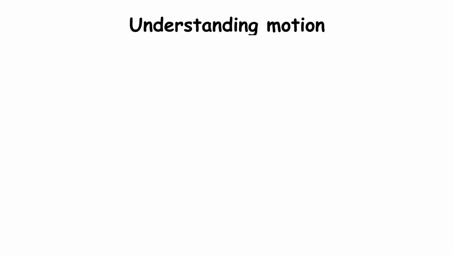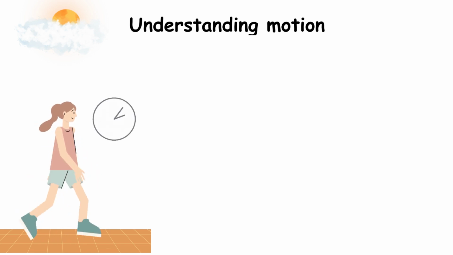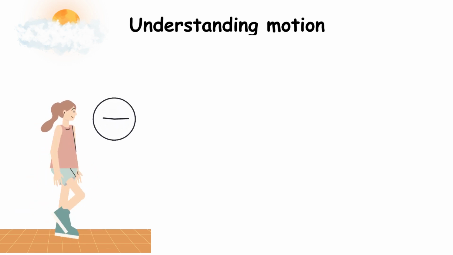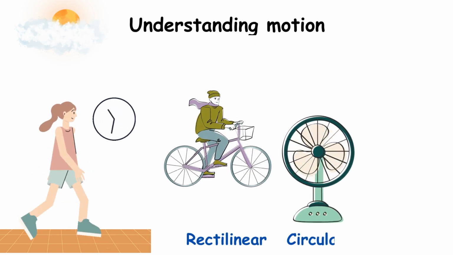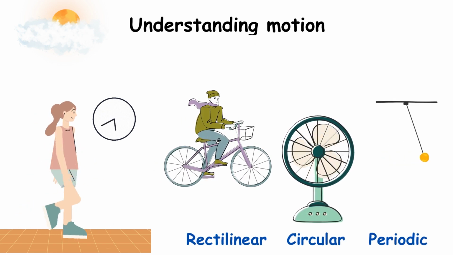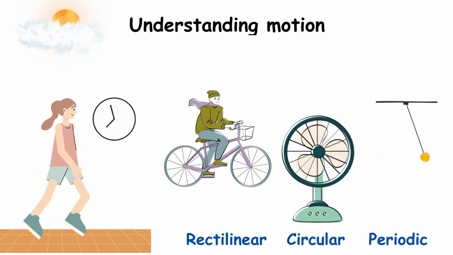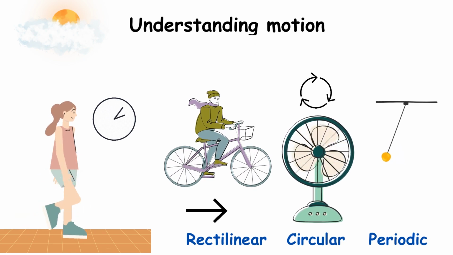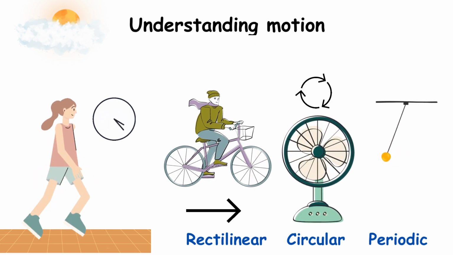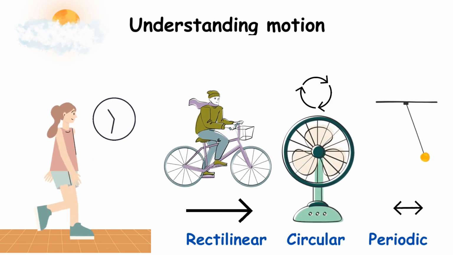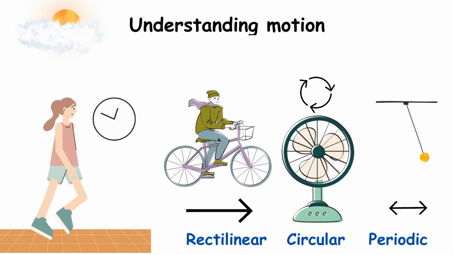Understanding motion. Motion is the change in position of an object with respect to time. There are three types of motion: rectilinear, circular, and periodic. Rectilinear motion is when an object moves in a straight line, while circular motion is when an object moves in a circular path. Periodic motion is when an object moves in a repetitive pattern, such as a pendulum.